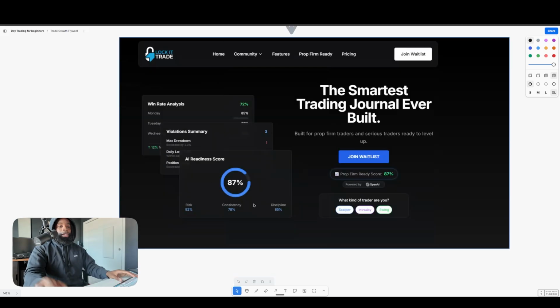But once we have it ready, this is a tool that you guys can use to analyze everything about you as a trader, so you don't have to worry about it. It tracks your emotions. It creates a trading plan for you, so you don't have to create this yourself.